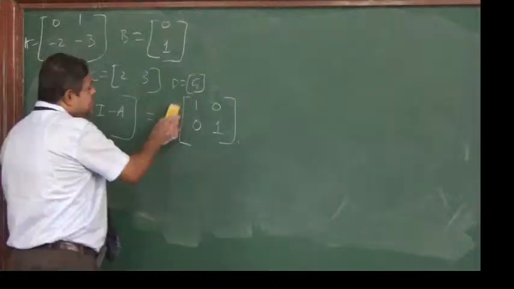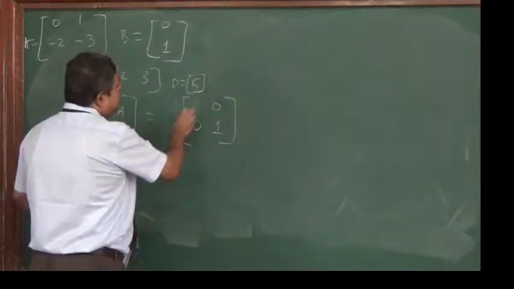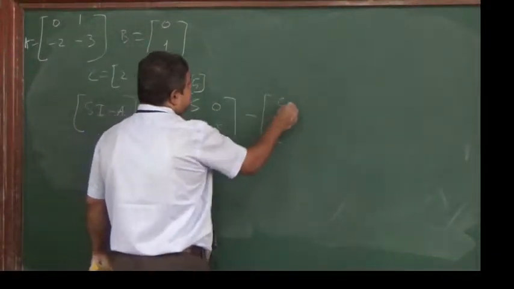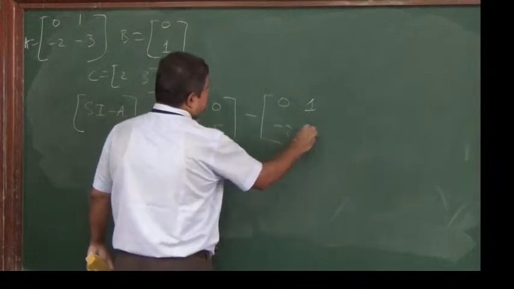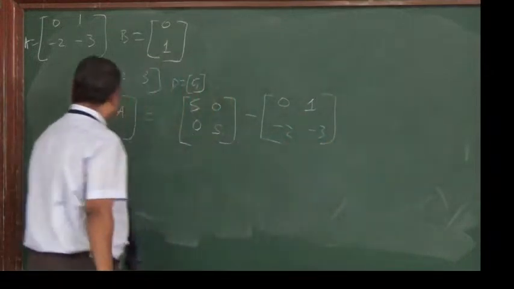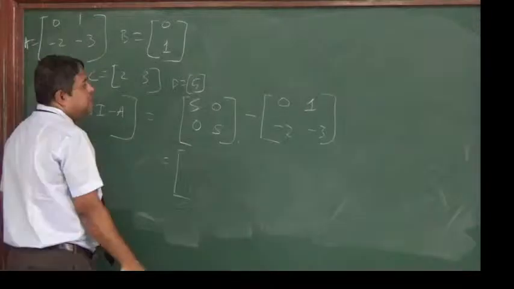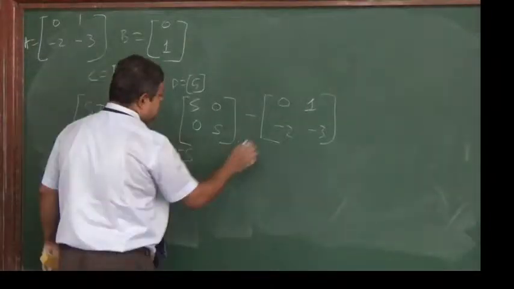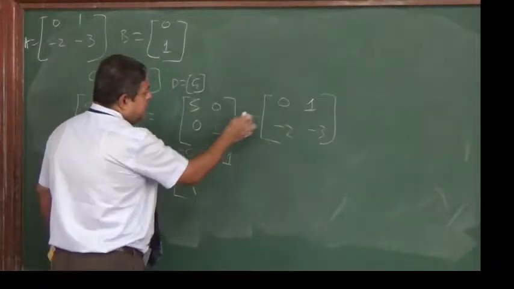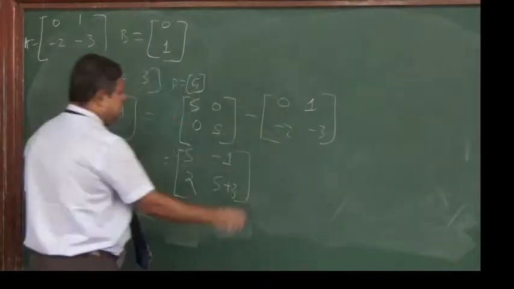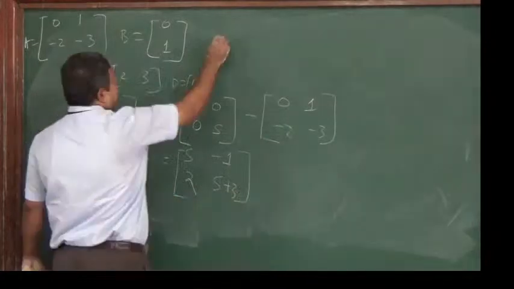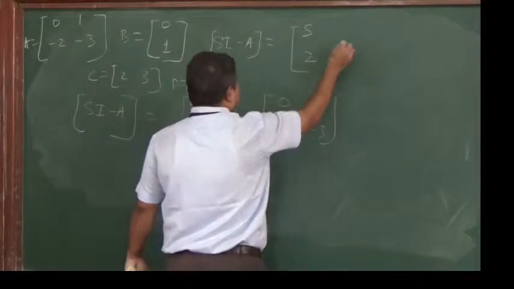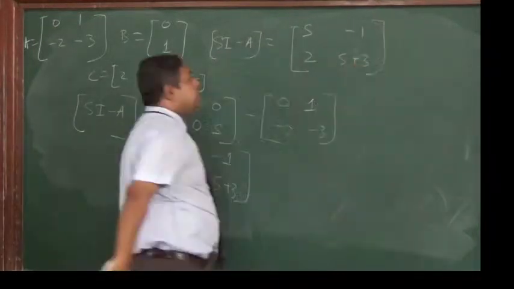If you put this S in between, this will become S 0 0 S. Minus A matrix is 0 1 minus 2 minus 3. So what is sI minus A? sI minus A we will find as S minus 0, this is S, 0 minus 1, this is minus 1, 0 minus 2, this is 2, and S minus of minus 3, S plus 3, like this. So sI minus A matrix is equal to S, minus 1, 2, and S plus 3.